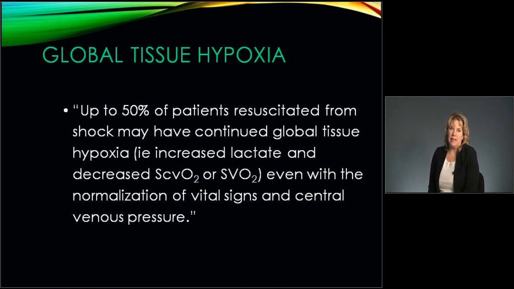Global tissue hypoxia can still be present even though we've normalized their vital signs. Up to 50% of patients that are resuscitated from any type of shock state can still experience global tissue hypoperfusion and anaerobic metabolism even though we've normalized their vital signs and normalized their blood pressure and CVP, central venous pressure. So again, it's more than just normal vital signs. It means we need to have normal tissue oxygenation at the cellular level. And so we look at those lactate levels, the base deficit, SVO2, SCVO2, looking at the whole picture to see have we adequately restored perfusion to the patient.